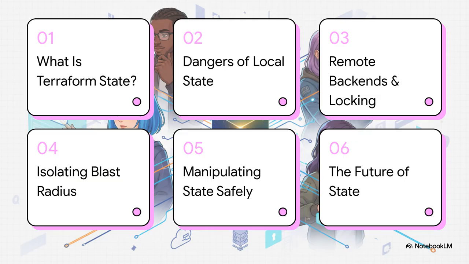Here's our quick roadmap for today. We'll start with Section 1, what is Terraform state? Then Section 2, dangers of local state. Section 3, remote backends and locking. Section 4 covers isolating to limit blast radius. Section 5 is manipulating state safely. And finally, Section 6, the future of state.